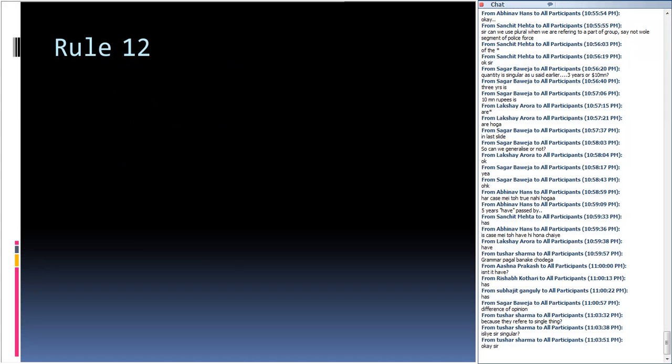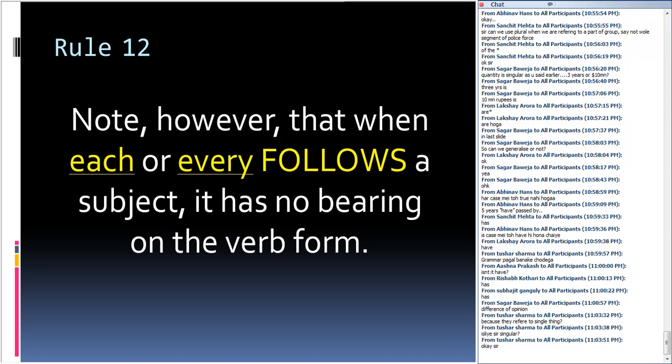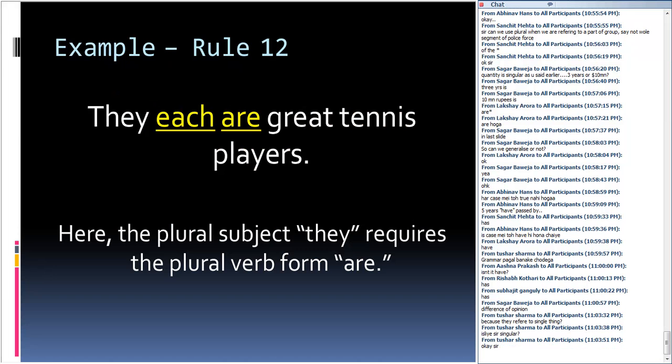Okay. But in rule number 12, remember that when these words follow a subject, then they have no impact on the verb form. They have to precede the subject. Subject के बाद आए तो verb form पे कोई impact नहीं होगा. Subject से पहले आने चाहिए. For example, they each are great tennis players. Now over here the subject is they. इसके बाद each आ रहा है. इसलिए verb form पे कोई फर्क नहीं पड़ता. They is plural, are is also plural.